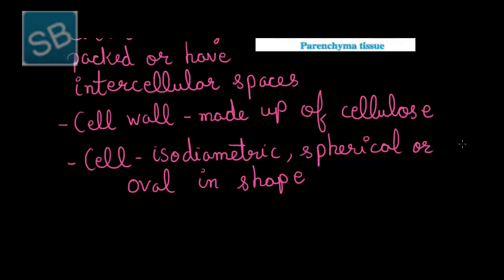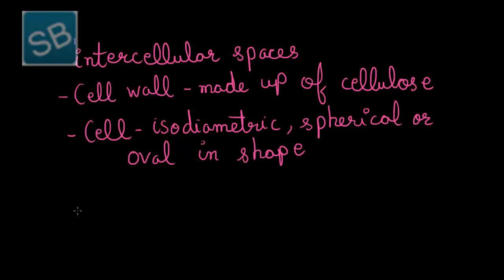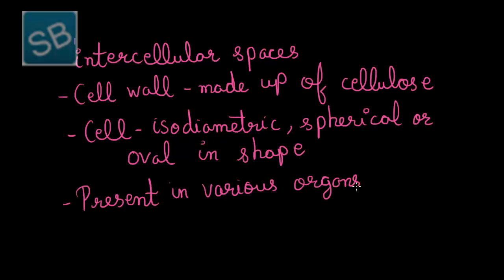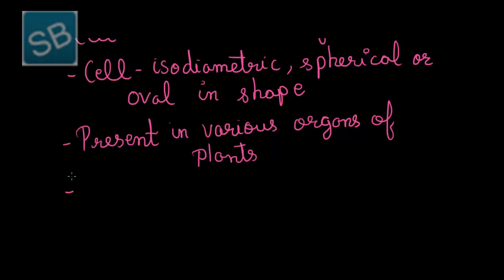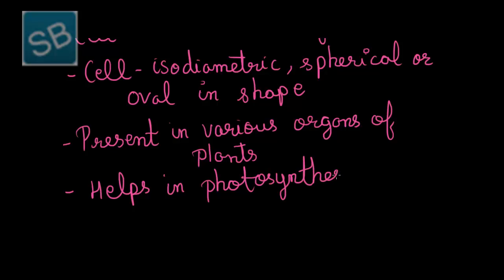They are generally present in various organs of the plant. Now these organs can be either stem, leaf, root, or flower, fruit, and many others. The basic function of parenchyma is that it helps in photosynthesis, storage, and secretion like processes.